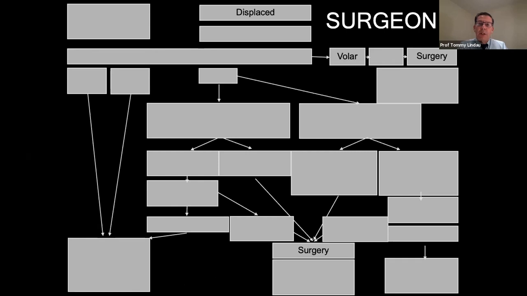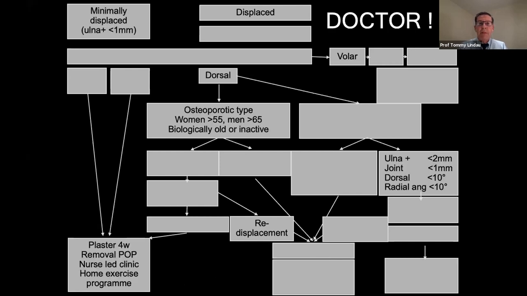So if you look at the surgeon's perspective, a surgeon wants to find the boxes where he or she can operate. So as you see on this slide, you jump from displaced fractures into the surgical boxes, and perhaps a keen surgeon even disregards the other boxes. As a doctor, we have to look at all boxes. We have to look at all consequences and make sure that we don't miss anything.